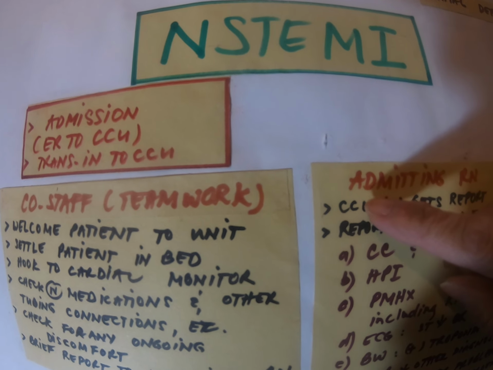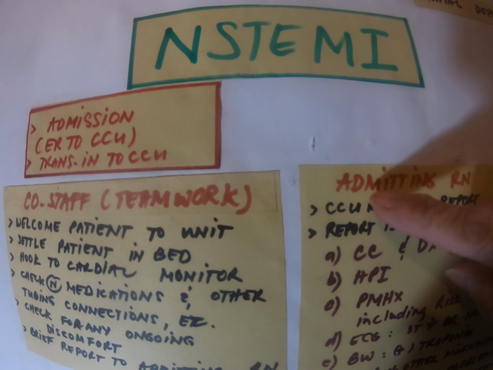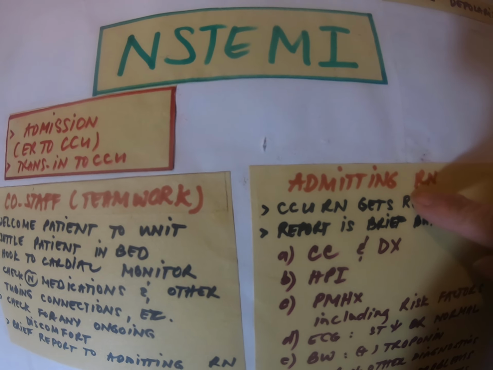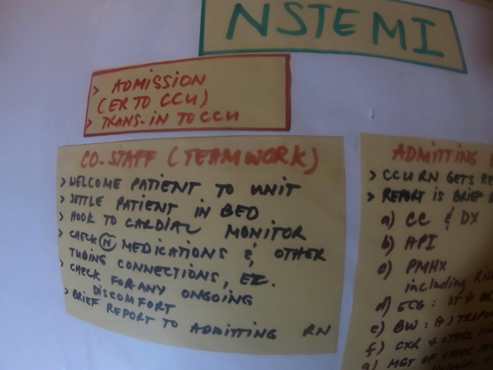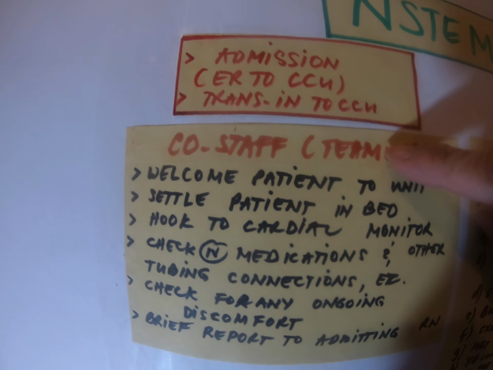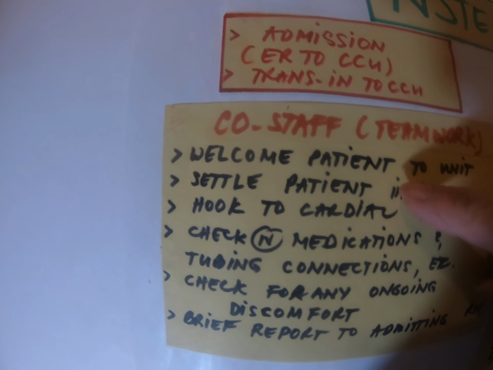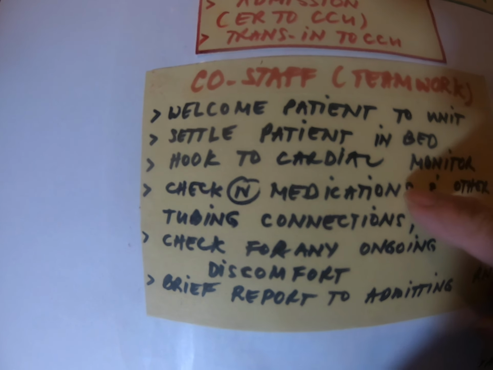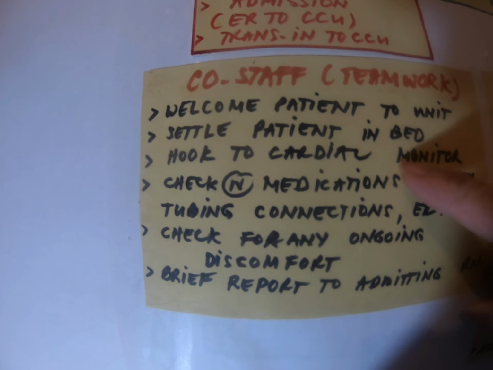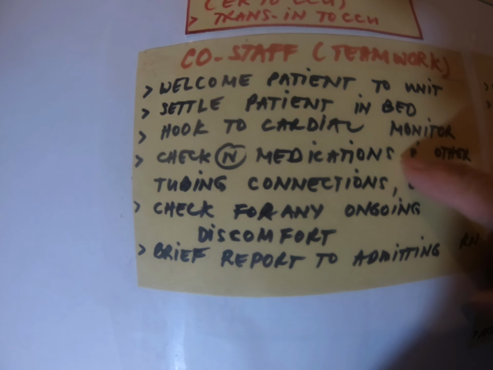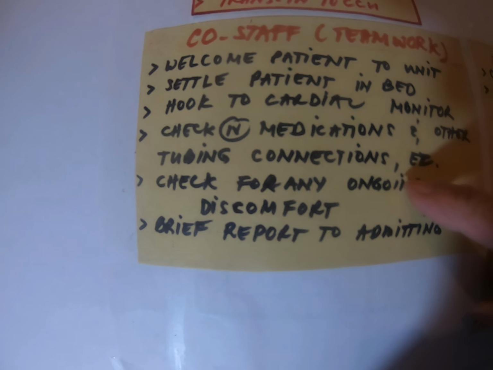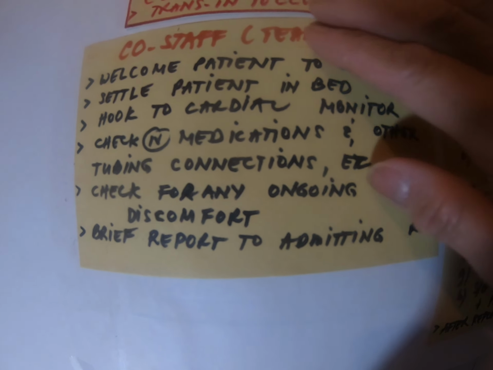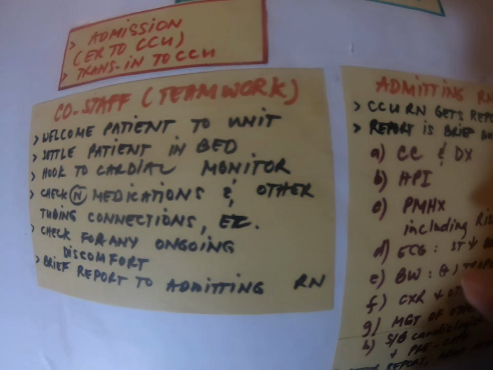So when the nurse in charge or assigned to the patient will be busy admitting the patient and getting report from the ER nurse or from the other unit, the other group, our co-staffs, they will be busy settling the patient. So they will welcome the patient to the unit. They settle the patient in bed. They hook the patient to the cardiac monitor, check IV medications and other tubing connections and other contraptions, check for any ongoing discomfort, and give brief report to the admitting RN. This is a straightforward admission.